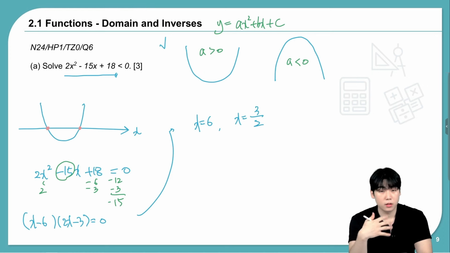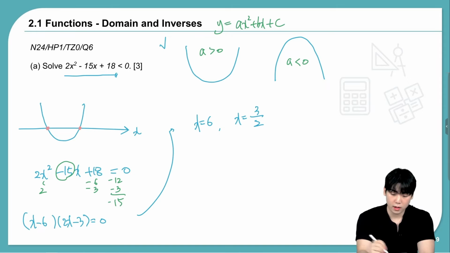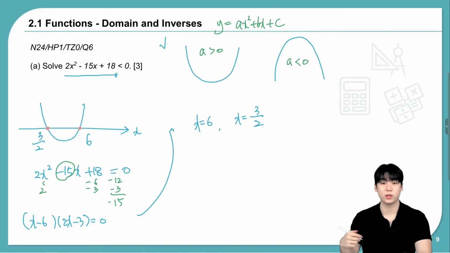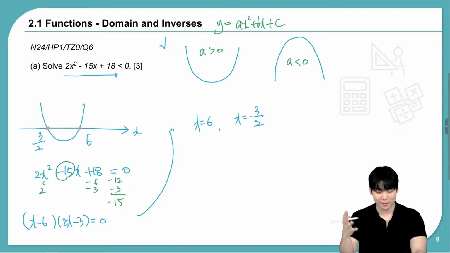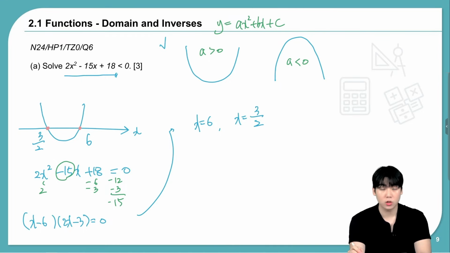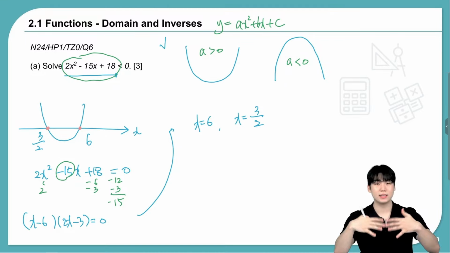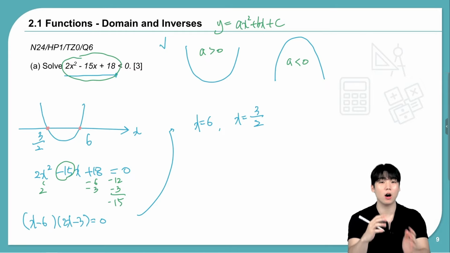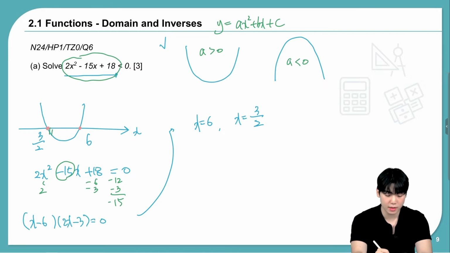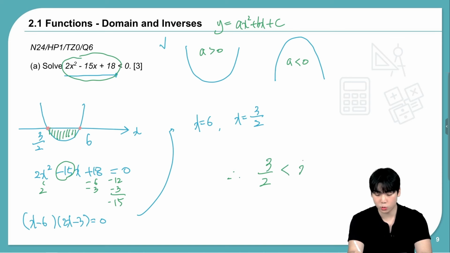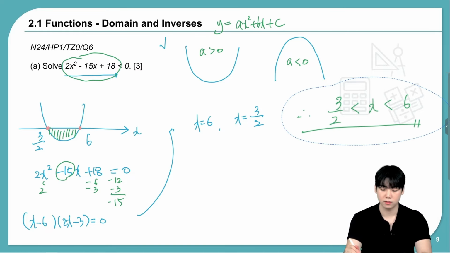So on the number line, I have 6 here and 3 over 2 there. Of course, we know that 6 is bigger than 3 over 2, so it should be on the right. And to solve the inequality, we're told that this whole thing is less than 0. Less than 0 means it's under the x-axis. It's going to be this range. So our final answer is when x is in between 3 over 2 and 6. That is our final answer.